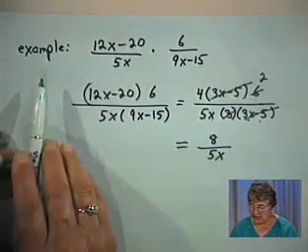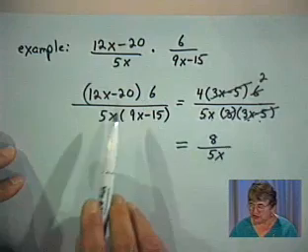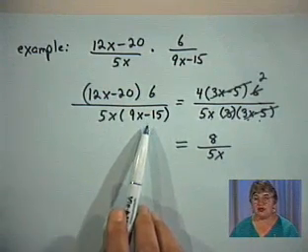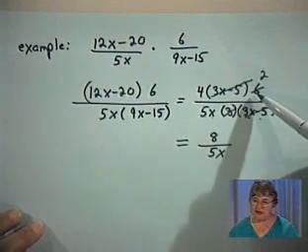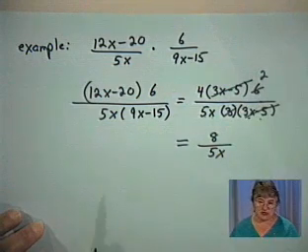So for multiplying then, we multiply numerators, multiply denominators, and then we need to simplify. To simplify, we factor if possible, and then cancel common factors.